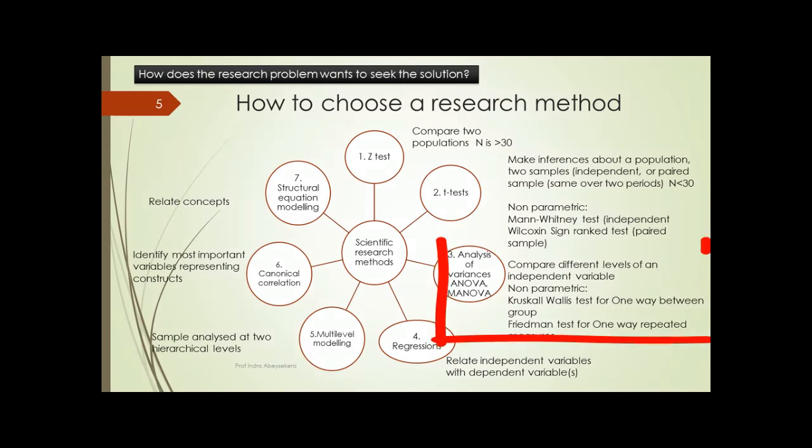Analysis of variance looks at the independent variable. It is the variation in the dependent variable at different levels of independent variables. Different categories, you can say, factors. Compare different levels on independent variables. So there are a number of techniques under ANOVA, analysis of variance, or MANOVA, multivariate analysis of variance.